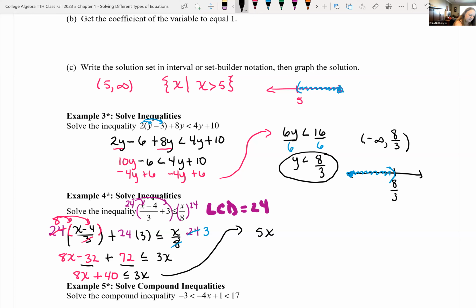Let's subtract 40 on both sides of the inequality. So we have less than or equal to negative 40. So I just moved my variables to the left-hand side of the inequality, my constant on the right-hand side. Get the variable by itself. We could divide both sides through by 5. I'm dividing by a positive number, so this is not going to flip my inequality. And so I get x is less than or equal to -8.